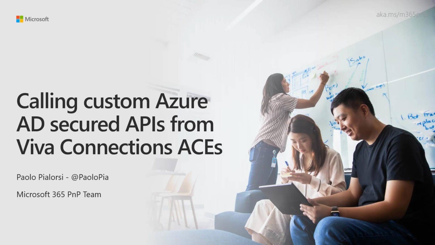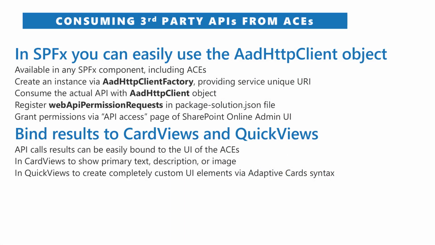This is the second episode of a series of 4 videos about how to create adaptive card extensions for Microsoft Viva Connections, being able to consume a backend multi-tenant API. In this video, we will understand how we can actually consume those APIs.